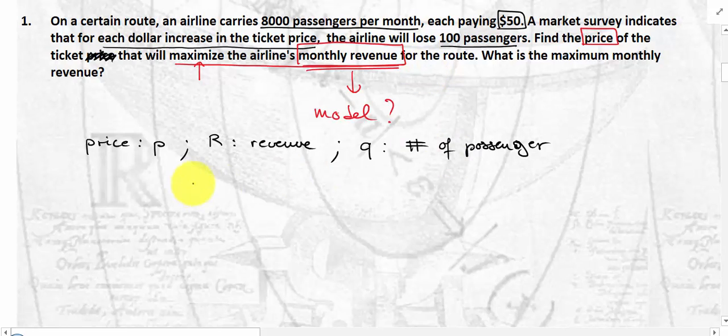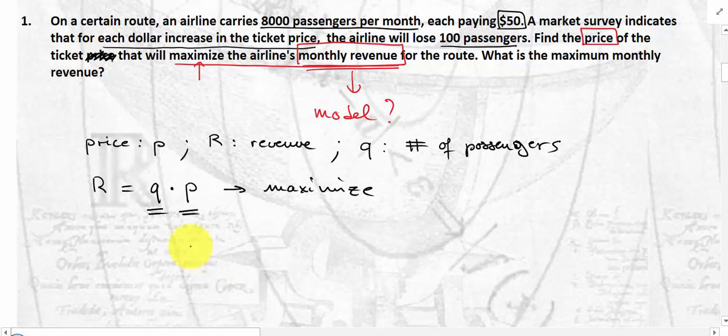How do we model the revenue? How do you compute a revenue? A revenue is the number of passengers, so it's Q times the price of a ticket, right? This is what you will get from selling Q tickets at P dollars. You're going to get Q times P. All right, we want to maximize this function. How do we do it? Well, there are 2 variables here. If I want to maximize this function, I'm going to have to turn it into a 1 variable function.